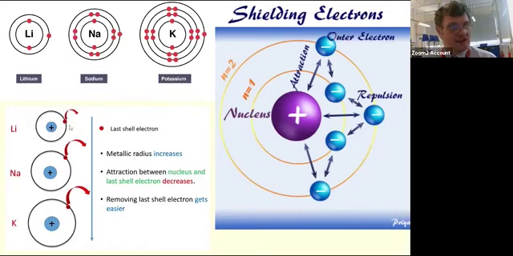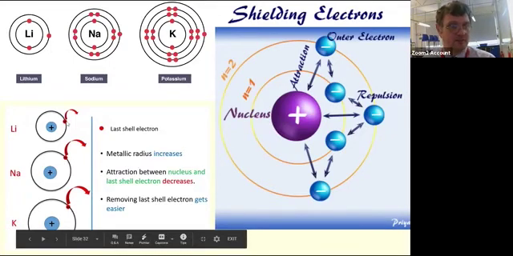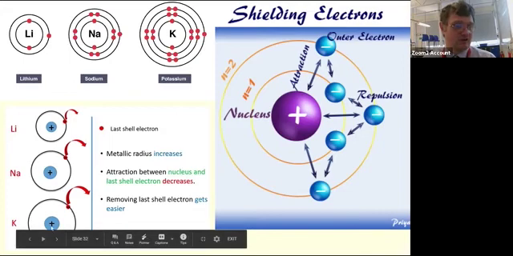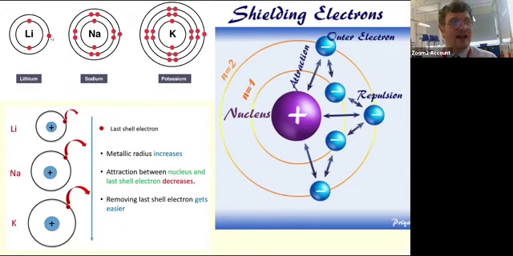So we're just showing the outside shell here: the 2nd shell for lithium, the 3rd shell for sodium, and the 4th shell for potassium. This negative electron is trying to get rid of it so it can have a full outer shell, but it's got a positively charged nucleus. Now there is a force of attraction, an electrostatic force, attracting that negative thing to the positive thing. That negative electron is being attracted to this positive nucleus. The difference is how far away they are.